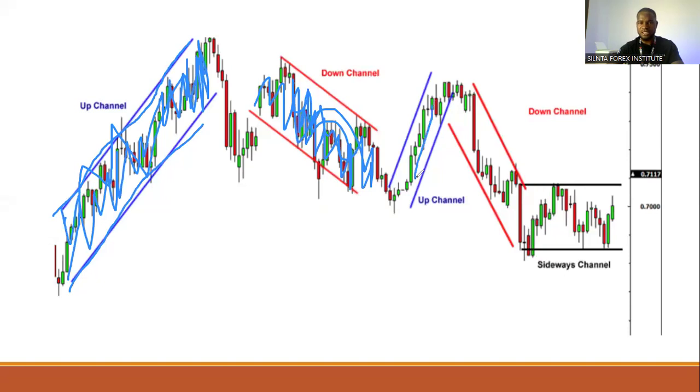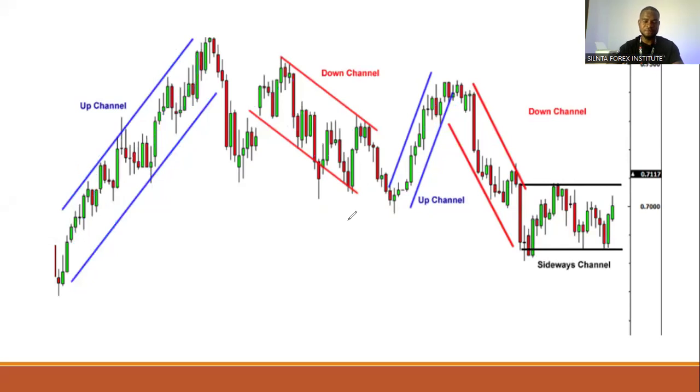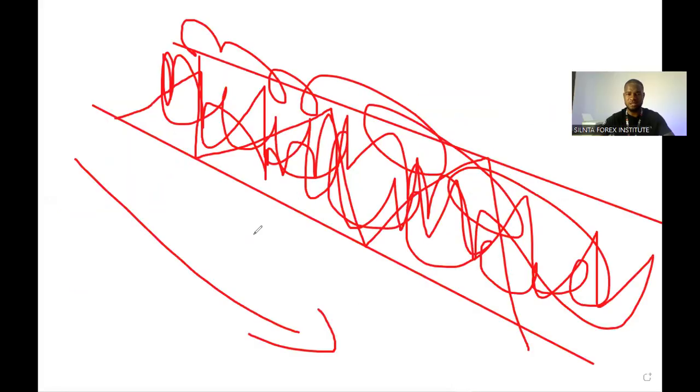And then this is an ascending channel, another descending channel, a sideways channel. So our expectation when you have a channel is the price should not leave the channel, or else your theory of an uptrend will be violated. Meaning, when you have a channel, the price should be within that channel. What do I mean by that? How do we apply channels to trade?